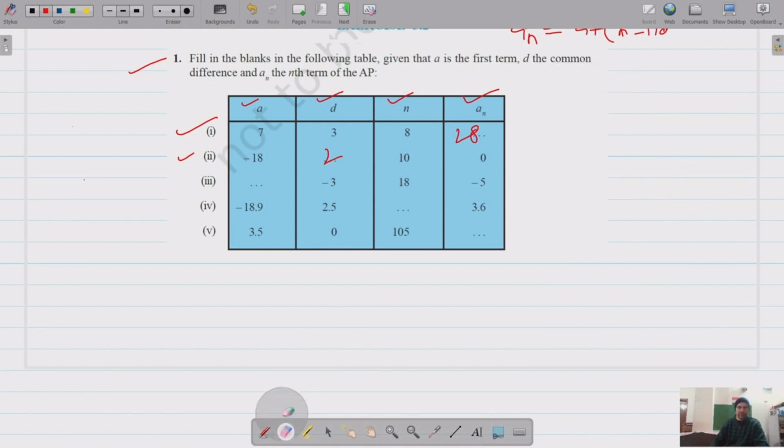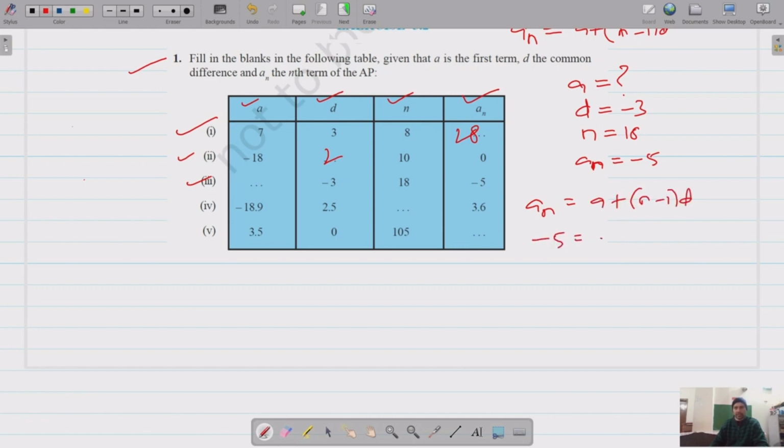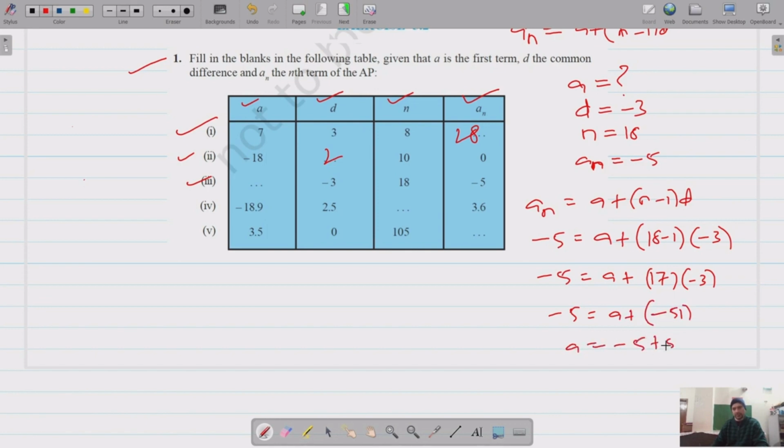And moving on to the third part. For the third part, a is missing, d is negative 3, n is 18, and the nth term is minus 5. If we use the formula, the nth term is a plus n minus 1 into d. The nth term is negative 5, a we have to find out, n is 18 minus 1, d is negative 3. So minus 5 is equal to a plus 17 into negative 3, which is negative 51. So a is negative 5 plus 51, which gives us 46. So a is 46.